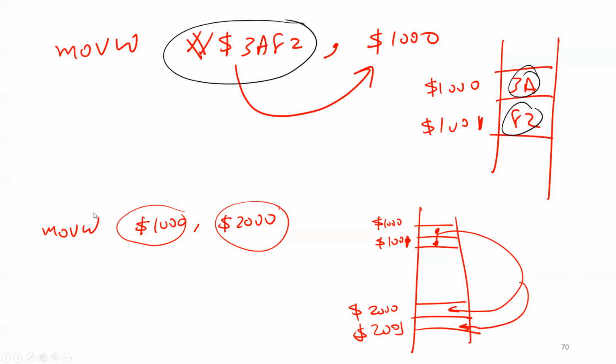Move forward, not byte, move forward from 1000 to 2000. What it means? It means I want to copy a word from this memory location to this memory location. And because it is a word, I'm going to take 1000, 1001, 2000, 2001. That's exactly what I did. So I'm going to copy a word at 1000 and put it at 2000, as you see here. You understand? Okay.